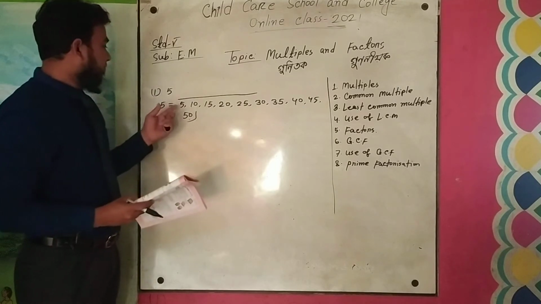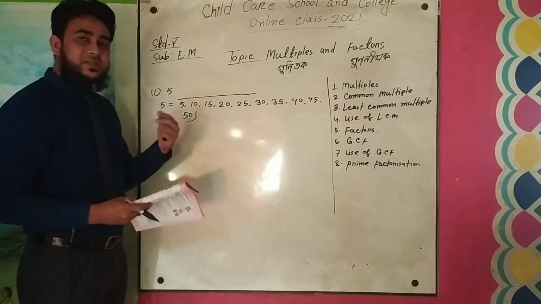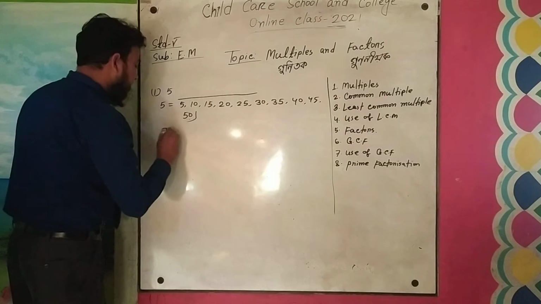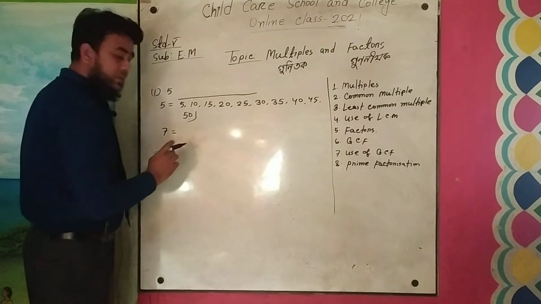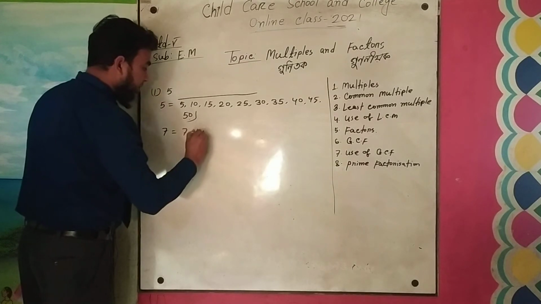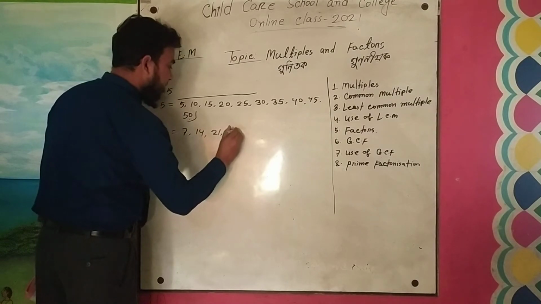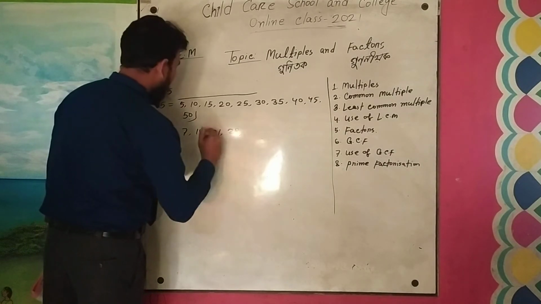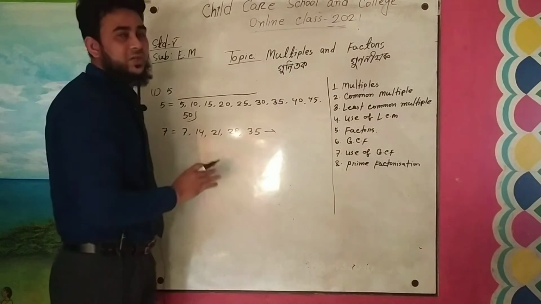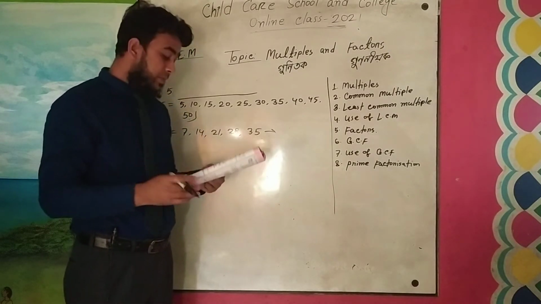If you multiply 5 by 11, what will it be? 55. Then 60, 65, 70. This way we can go. Suppose here 7. If you write multiples of 7, what will it be? The first one is 7. Then if you multiply 7 by 2, it will be 14. Then 21, 28, 35. This way. There is no limitation of multiples. At first you have to remember that there is no limitation of multiples.